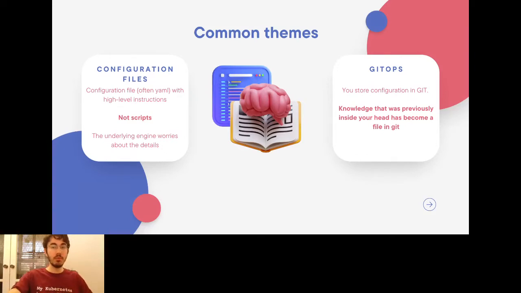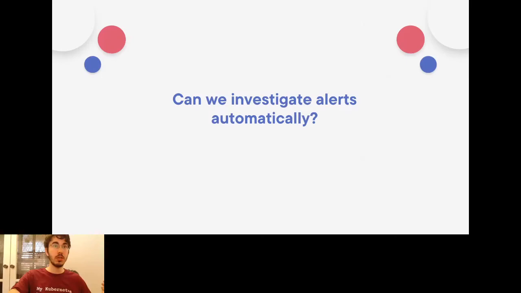Okay, so moving on, I now want to speak about how we can apply this to the area of responding to alerts. Essentially, the concept here is, can we take these same automation principles and apply them to on-call? Can we apply them to how we handle alerts?